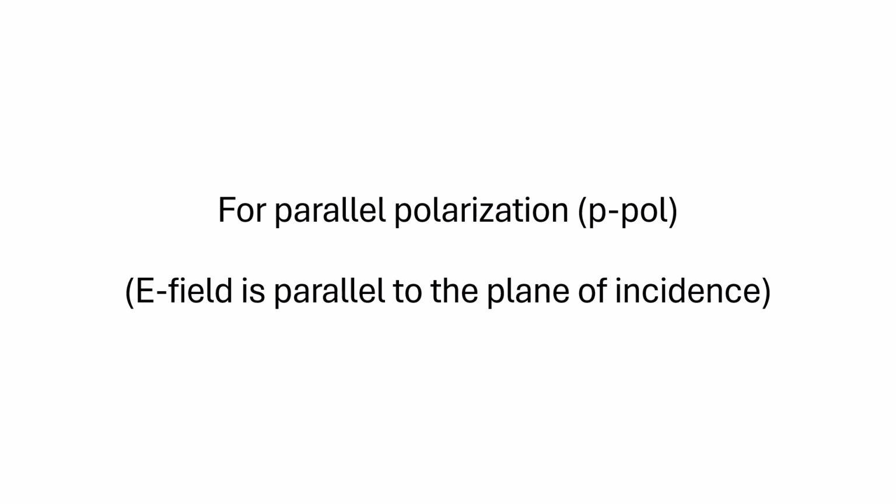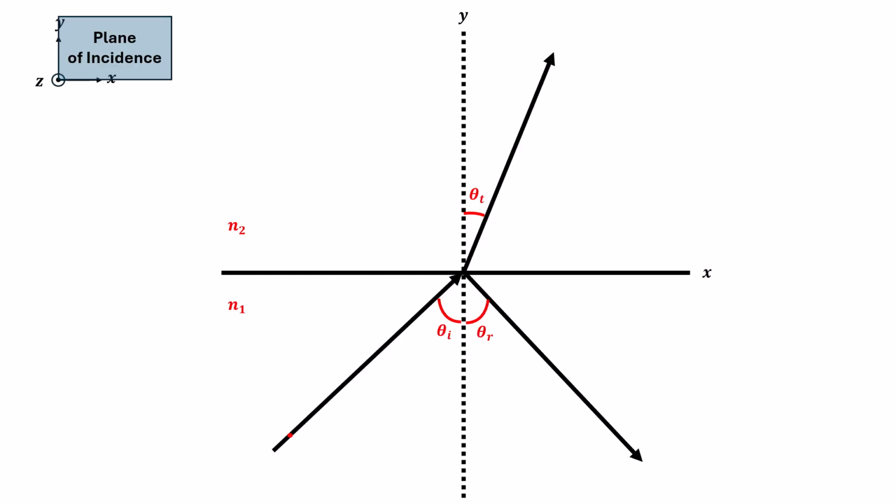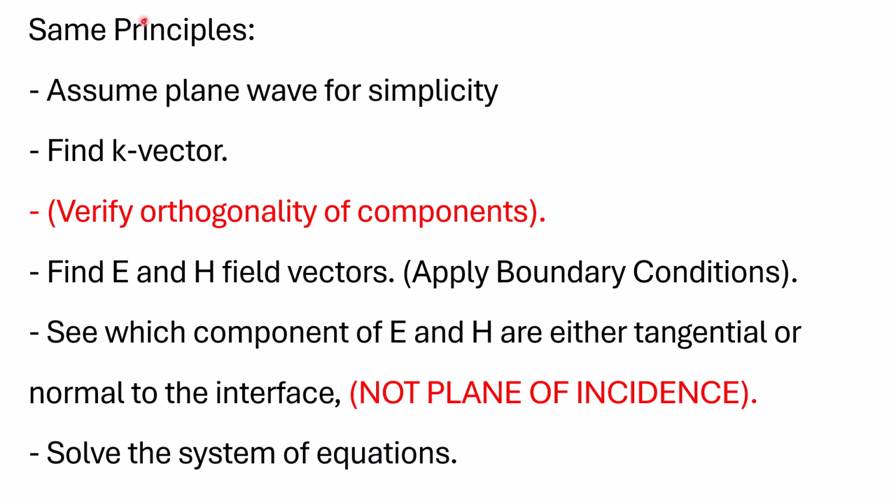Now for P polarization, where the electric field is parallel to the plane of incidence, the scenario would be the following. So now instead of the electric field being normal to the plane of incidence, it will actually be in the plane of incidence. And we can use the exact same steps as the previous case, which these are the general steps.